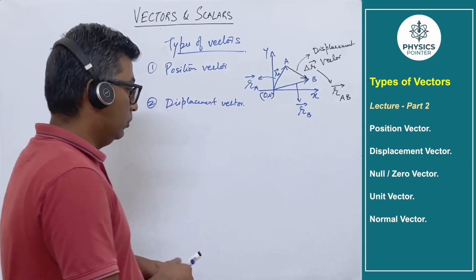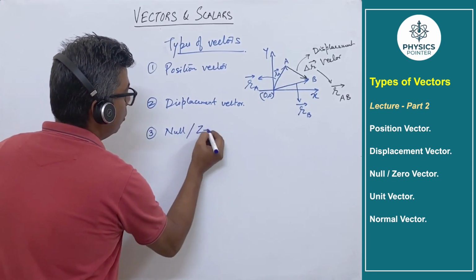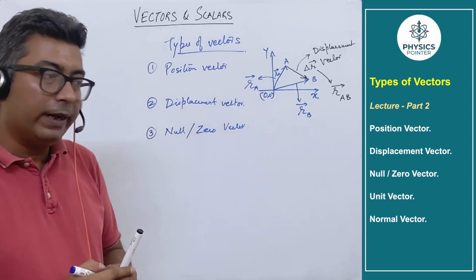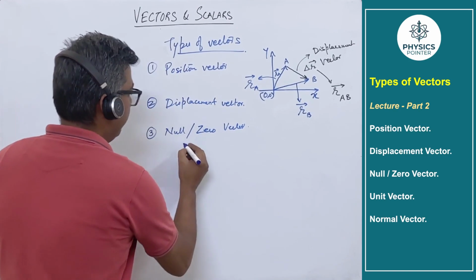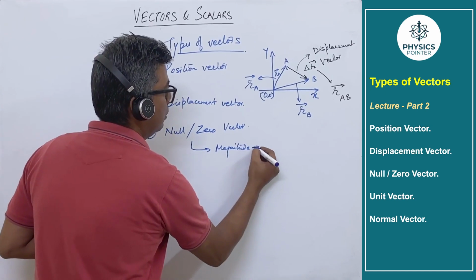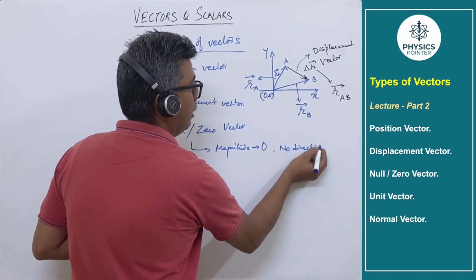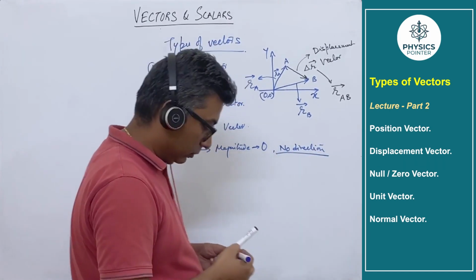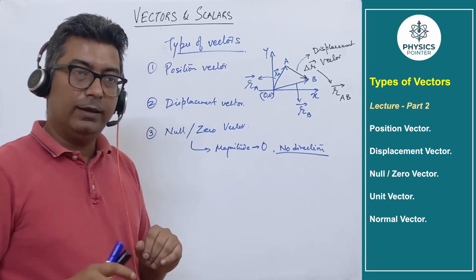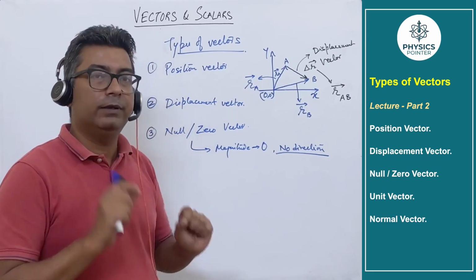Good. Now comes the null or zero vector. This is a kind of interesting thing. When we say zero vector or null vector, it is a vector which has magnitude 0 and no direction. Now, this no direction is a debatable topic. Some of the physicists think that a null or zero vector has zero magnitude, not an issue, but may or may not have a direction.